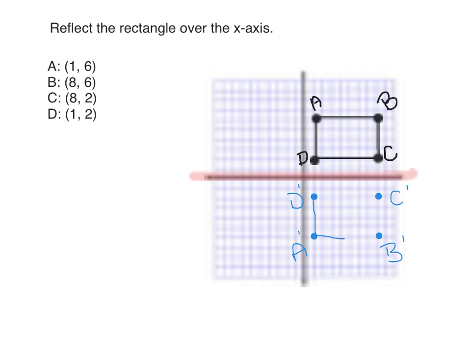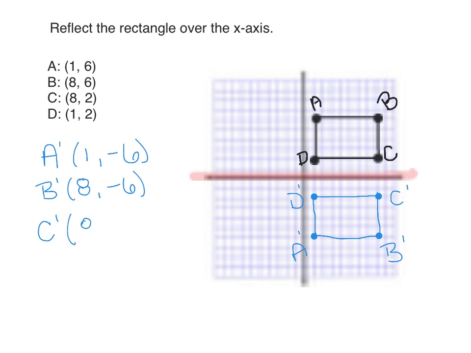And my new rectangle is going to live in quadrant 4. If you look at the coordinate points for this, my A prime has now landed at (1, -6). B prime has landed at (8, -6). C prime has landed at (8, -2). And D prime has landed at (1, -2).